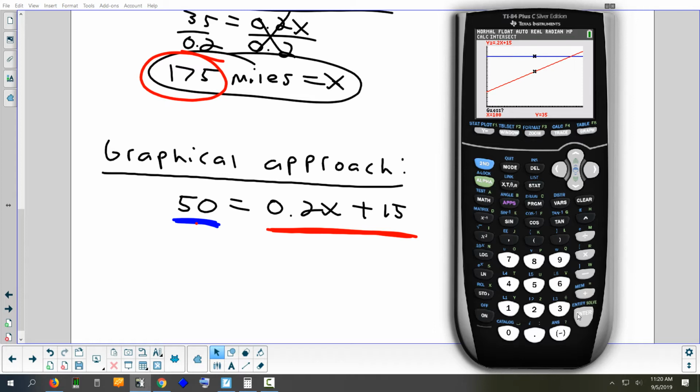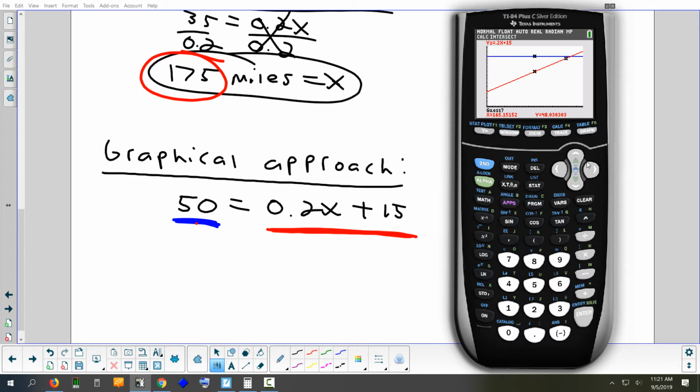Now it's asking me for a guess. For the guess, you can move it close to the intersection if you want. It actually doesn't matter where you put it. The reason it doesn't matter is because those 2 lines, in fact, any 2 lines that aren't parallel, they only cross in one spot.